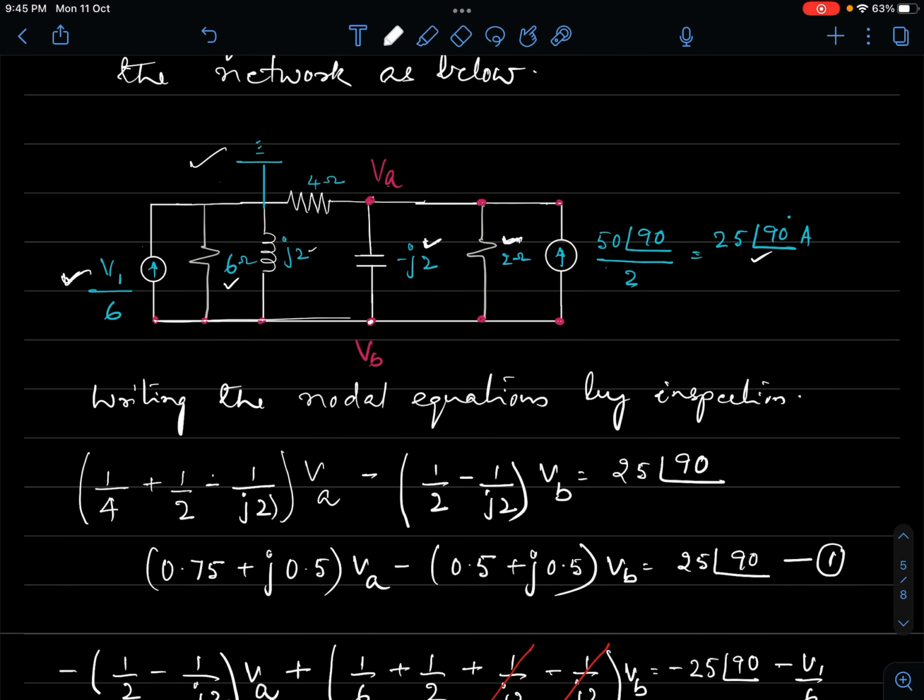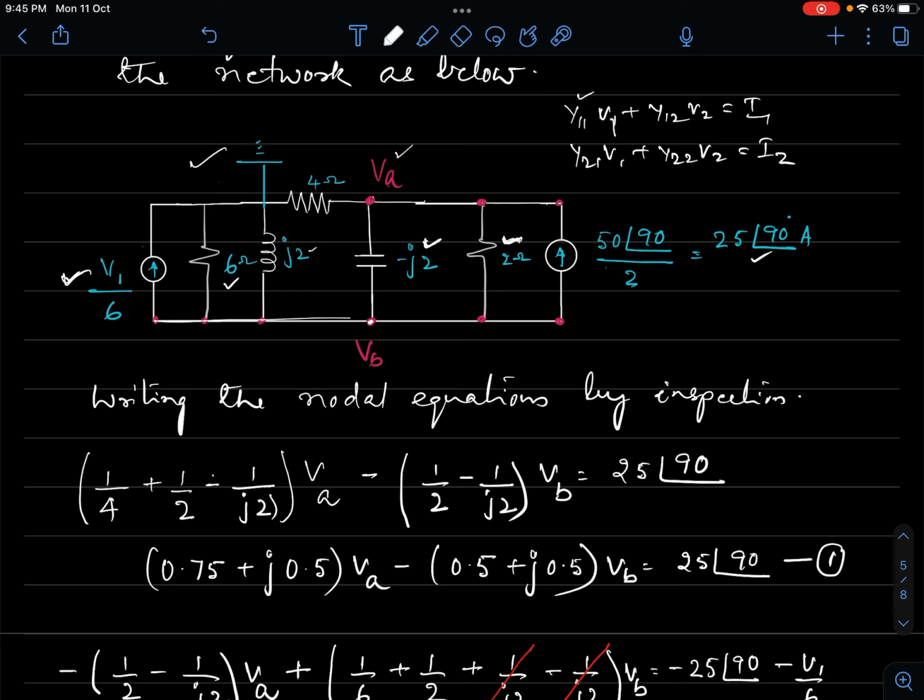So we write the nodal equations by inspection. The first equation is written for node A, whose potential is VA, and this is how we write it. If you remember, we write it as y11 V1 plus y12 V2 equal to I1, y21 V1 plus y22 V2 equal to I2. That is how we write the simultaneous equations based on node voltage analysis. What is y11? Y11 is the sum of all the admittances meeting at node 1. Here in this problem, it is the sum of all the admittances meeting at node A, whose voltage is VA.